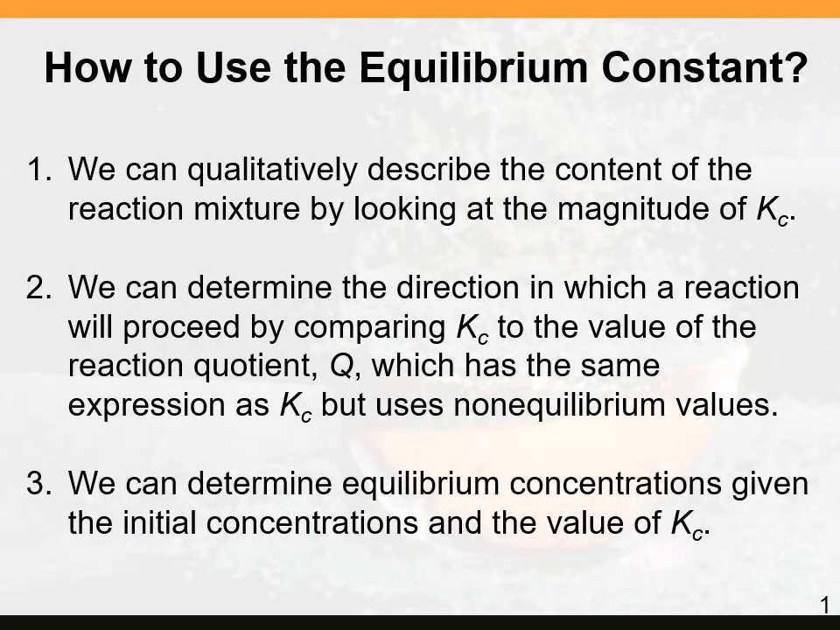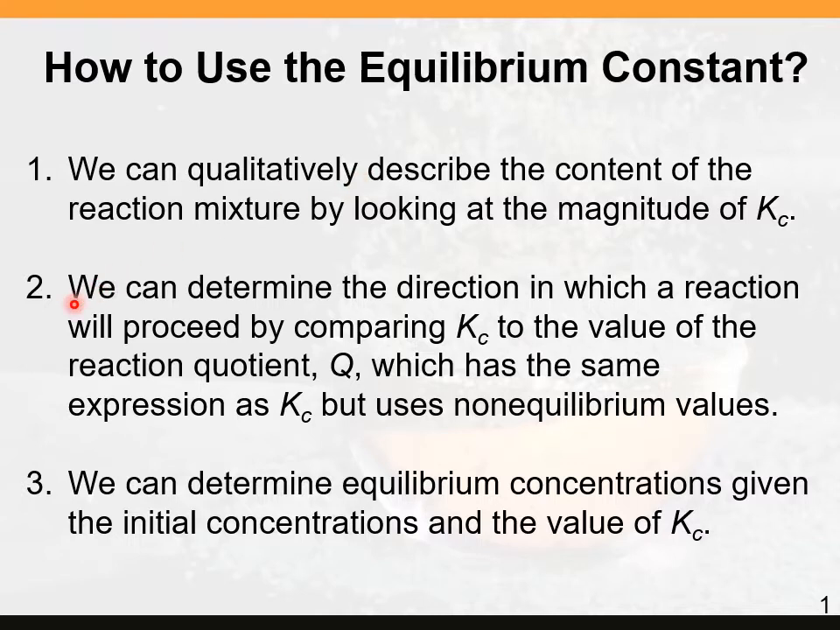From this point on, you are going to learn how to use the equilibrium constant in different ways. First of all, we can make a qualitative description of the content of the reaction mixture by looking at the magnitude of Kc. Depending on Kc being very large or very small, we can claim that the reaction mixture contains mostly products or reactants. It's a qualitative analysis, qualitative description.